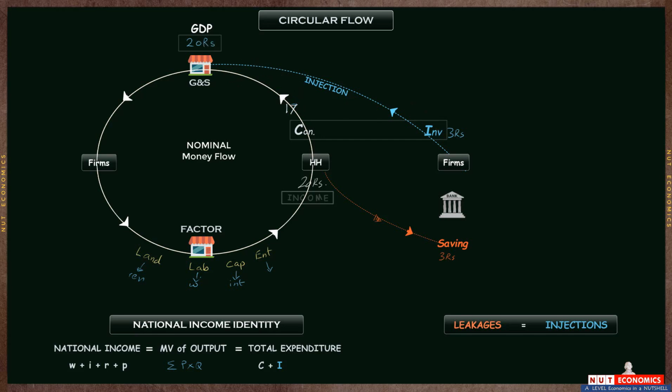So that gives you this condition that for the macroeconomy to be in a certain equilibrium, the savings must be equal to investment. The leakages from the circular flow must be equal to injections into that circular flow. And since we are just considering a two-sector economy, the only leakage is saving and the only injection is investment.